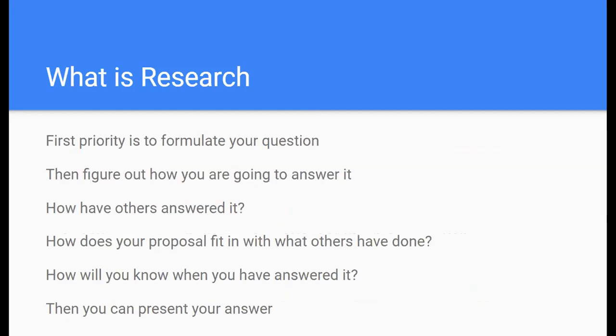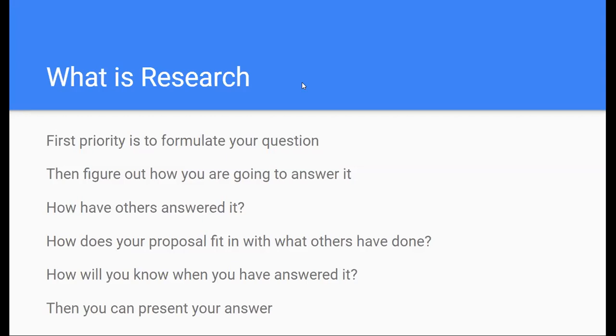So the first priority is to formulate your question. The first thing is to formulate our question, right? So this is our question here. And then figure out how we are going to answer it. Have others answer it. So what's our question here now? How do we solve the power issue? Now, how do we answer this?